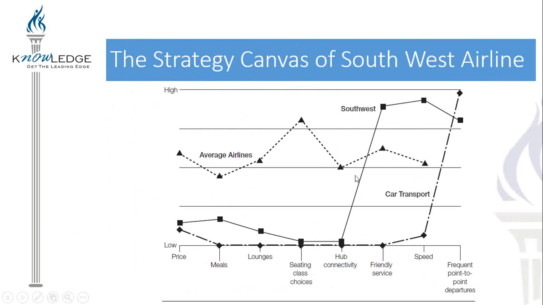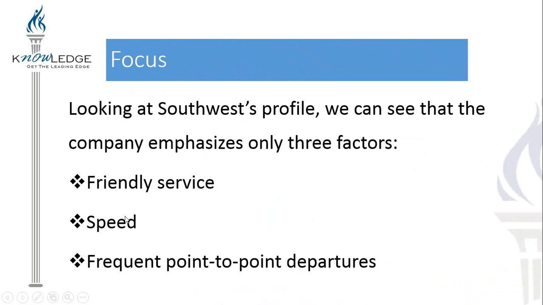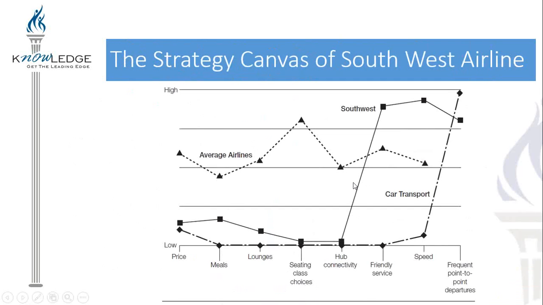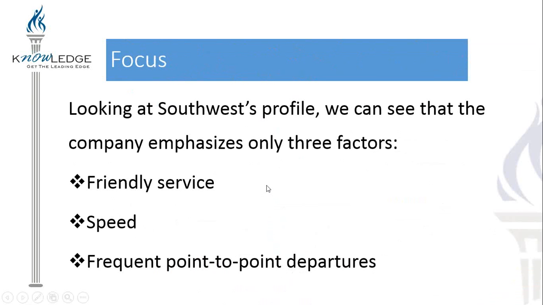If you see Southwest Airlines, what they did was they tried to see what the average airline industry offered. And if you see, this is the average airline industry graph. And then they compared themselves with the car transport, which was an alternate industry, because they were trying to look towards alternate industries while positioning themselves. And they offered their services somewhere between the average airline industry and the car transport industry. And they came up with friendly service, speed, and frequent point-to-point departures. If you see, they have increased their friendly service, they have increased their speed, and at the same time, they have increased their frequent point-to-point departures, which was not being offered earlier by the average airline industry.